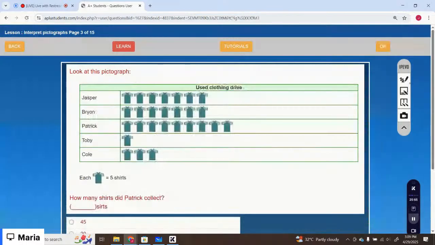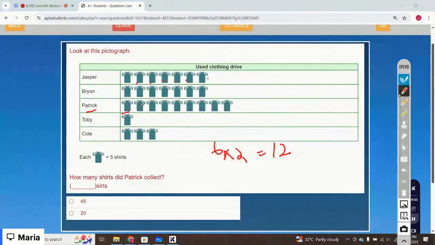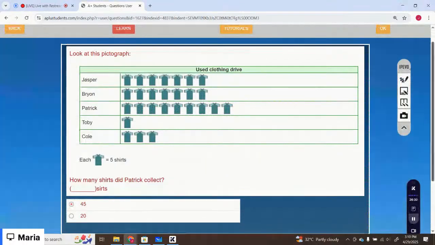Look at this pictograph. Each shirt symbol equals 5 shirts. How many shirts did Patrick collect? So here is Patrick. He collected 1, 2, 3, 4, 5, 6, 7, 8, 9. So each symbol equals 5 shirts and 9 times 5 equals 45. So the correct option is 45. Option number one is the correct option.